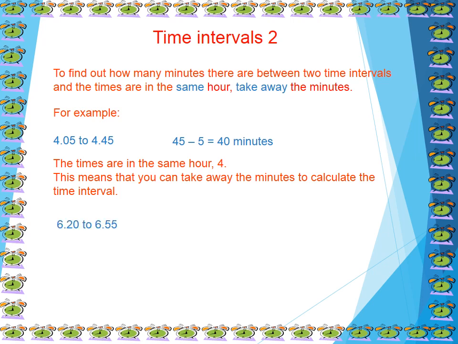Now, let's solve another example. 6:20 to 6:55. Look at the hours, it's the same, 6, 6. So we will only take away 20 from 55. So 55 minus 20 equals 35 minutes. Another example, 14:05 to 14:25. It's the same hours, different minutes, right? So 25 minus 5 equals 20 minutes.